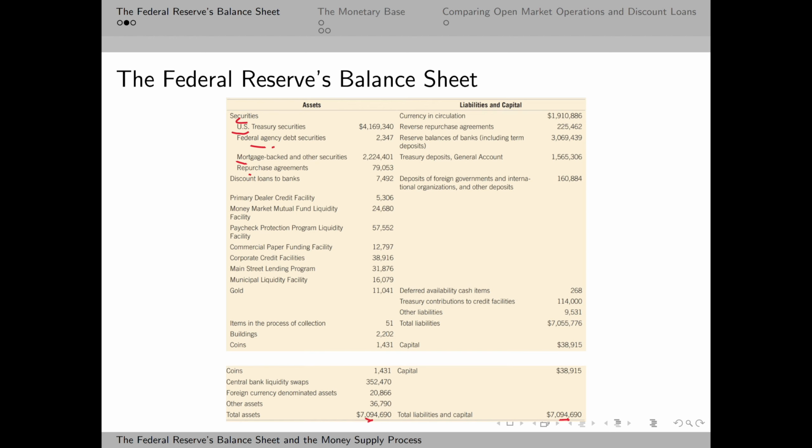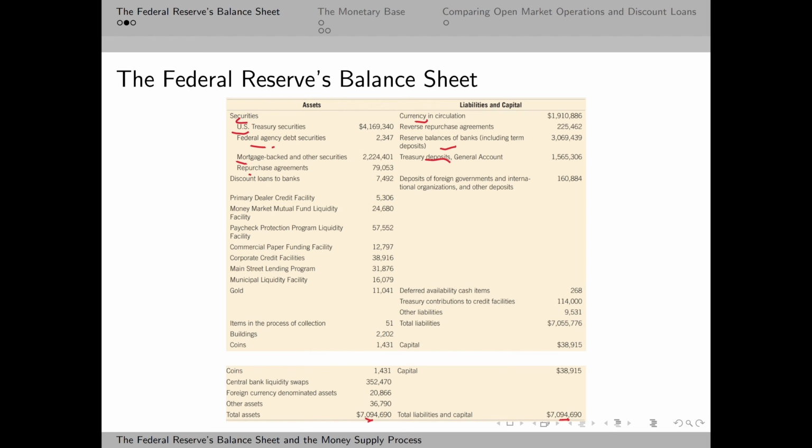Then you look on the flip side at what the liabilities are. One of the big ones, we consider any currency in circulation to be a liability. So there's $1.9 trillion at the time of this balance sheet snippet. There also are $3 trillion of reserve balances in banks, including term deposits. Those also go under the liability side for the Federal Reserve balance sheet. Then we have Treasury deposits at $1.5 trillion. So collectively, we're now getting really close to that $7 trillion number.